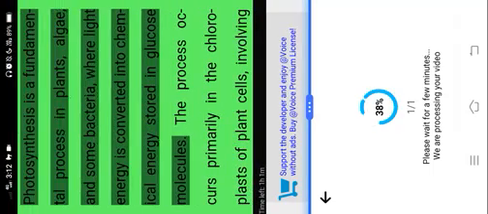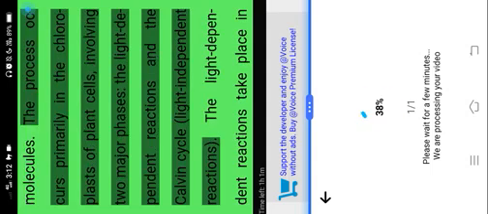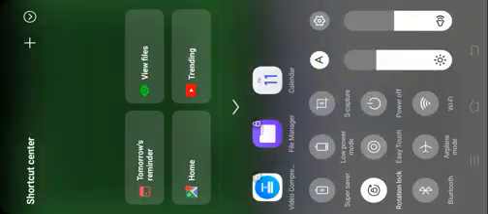Photosynthesis is a fundamental process in plants, algae, and some bacteria, where light energy is converted into chemical energy stored in glucose molecules. The process occurs primarily in the chloroplasts of plant cells, involving two major phases: the light-dependent reactions and the Calvin cycle, the light-independent reactions.